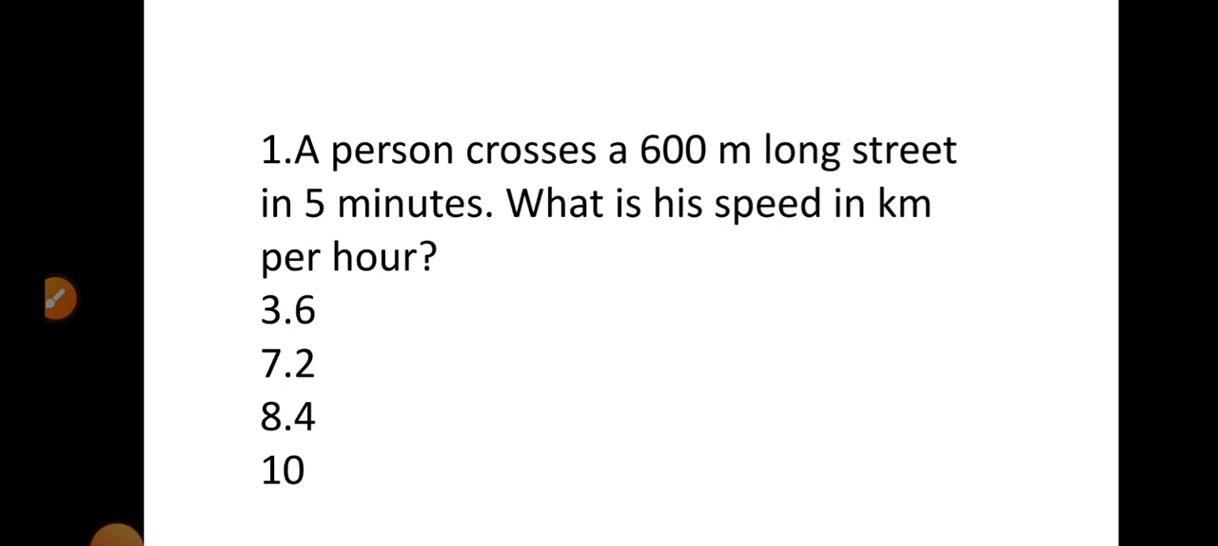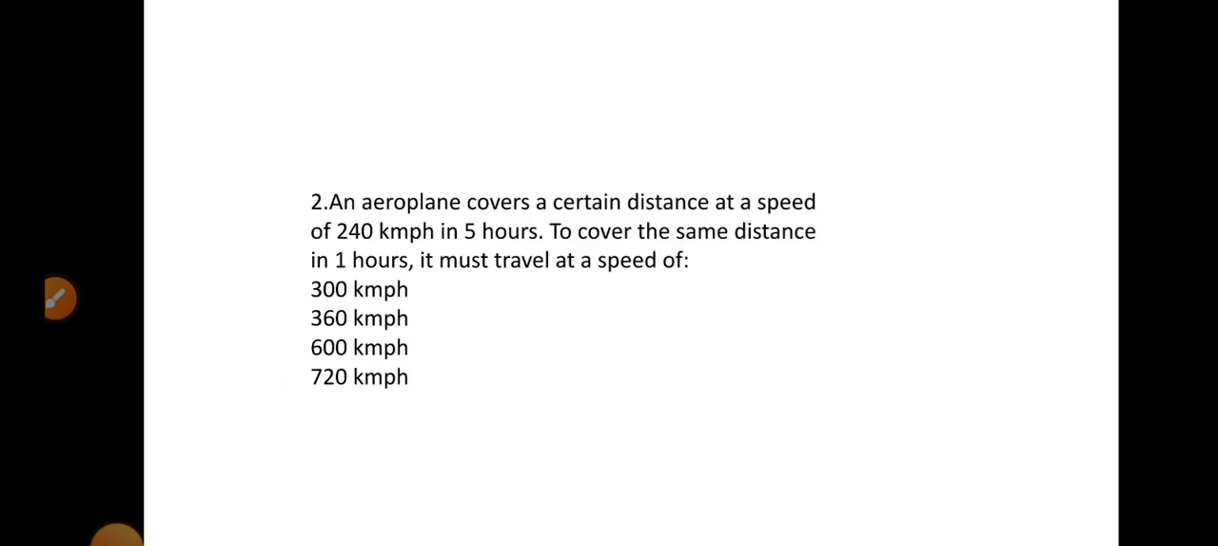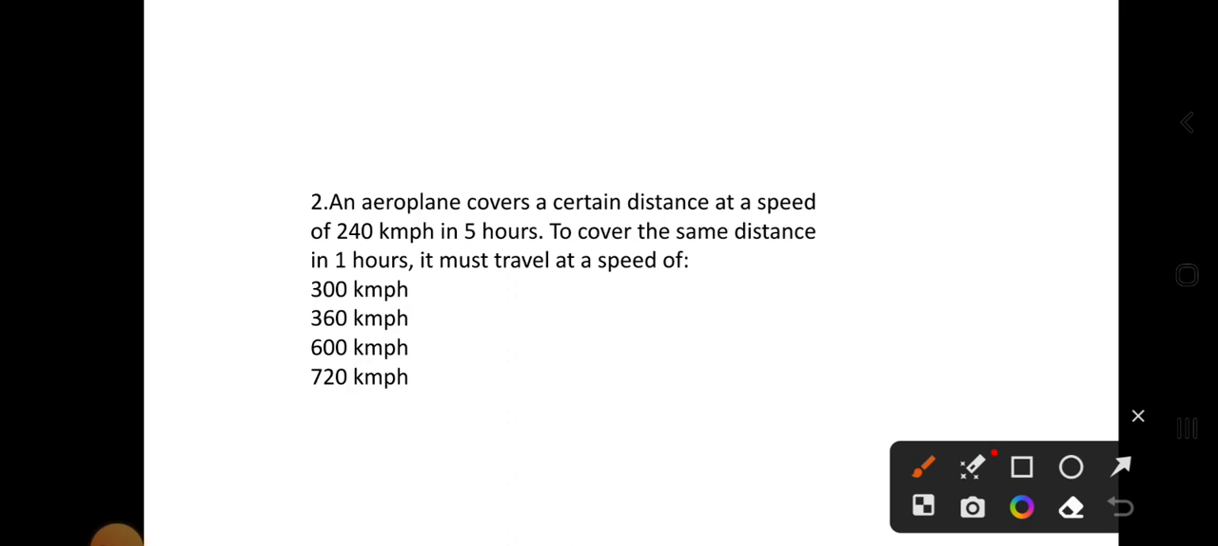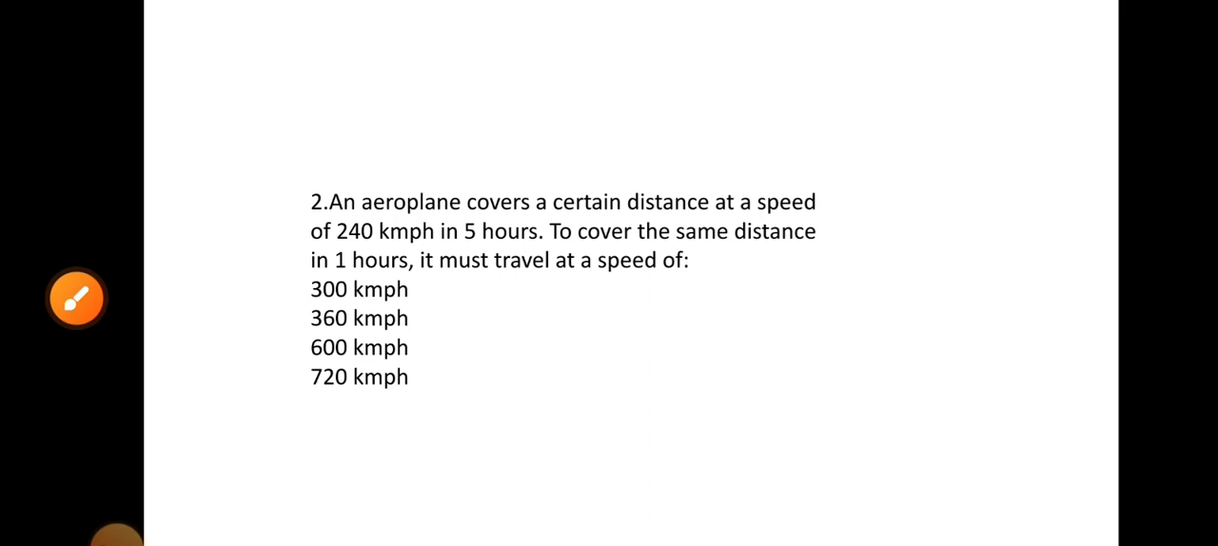If it is difficult for you, I have taken questions in this paper from only time, distance and speed, as well as work and time. Only 2 topics I've chosen for the aptitude portion. So the second question is: an aeroplane covers a certain distance at a speed of 240 kilometers per hour in 5 hours. To cover the same distance in 1 hour, it must travel with the speed of, options A, B, C and D. Choose the correct option.